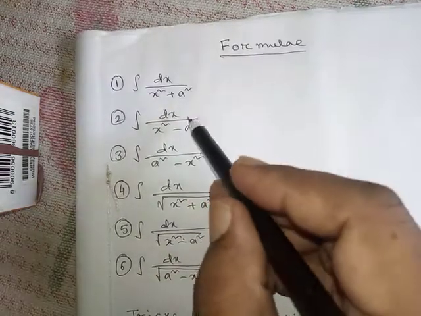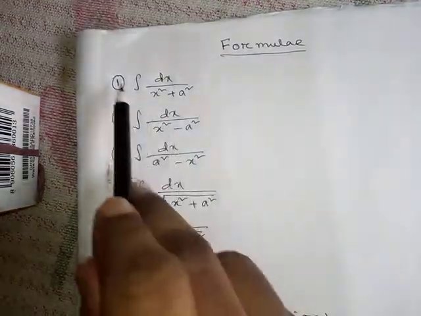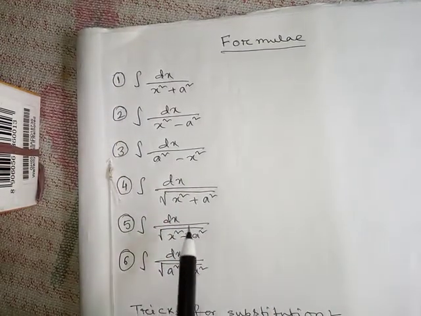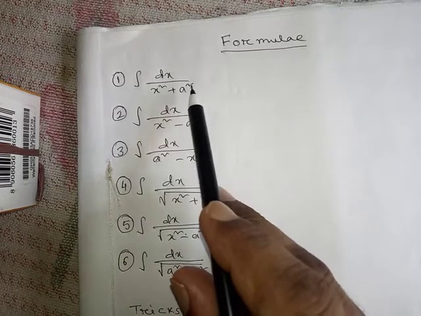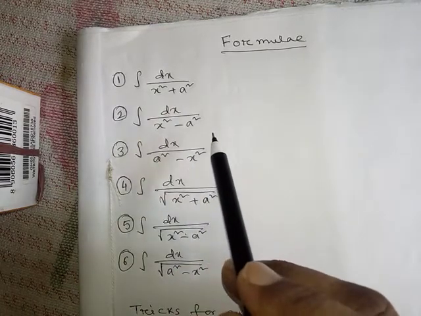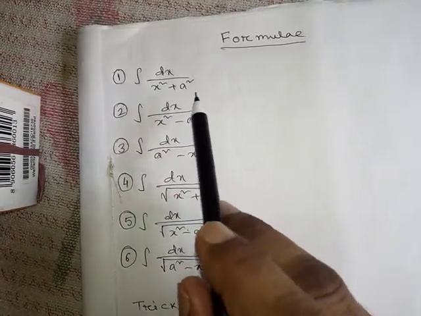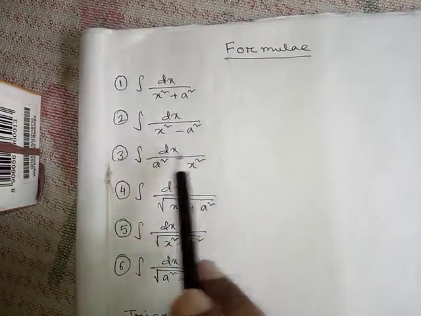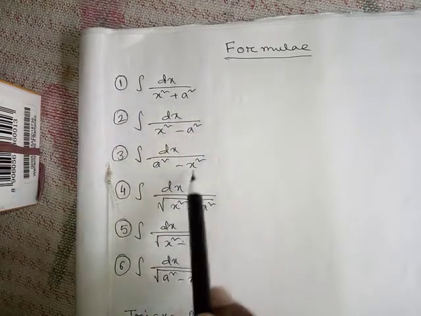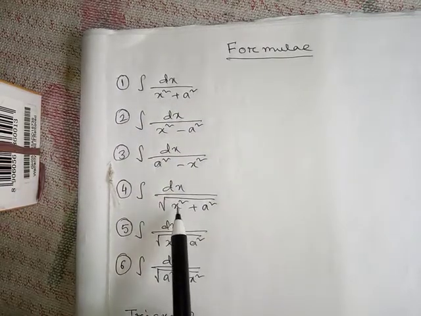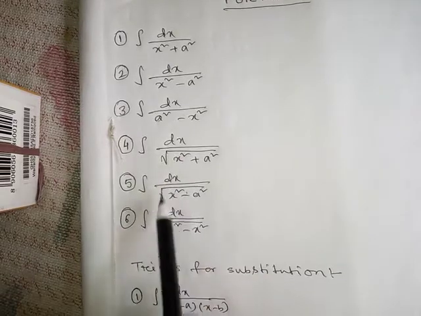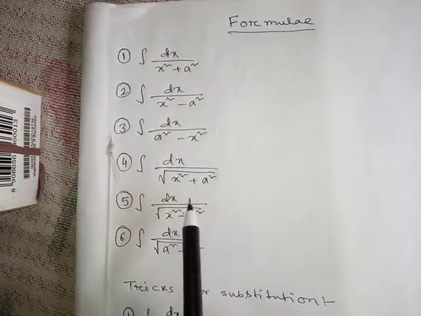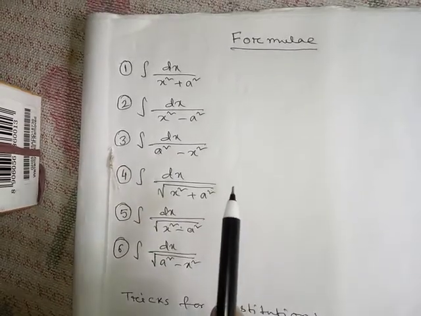Here there are 6 formulae: 1, 2, 3, 4, 5, 6. These 6 formulae are very much confusing to remember. So if you see, just these first, second, third I have written without any square root, and then the fourth, the fifth, sixth, they are under square root. Now how to remember these formulae?